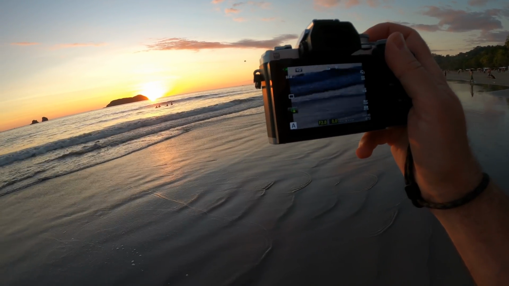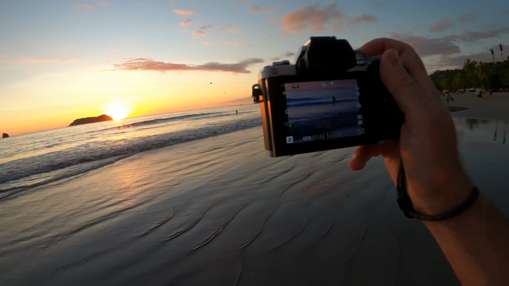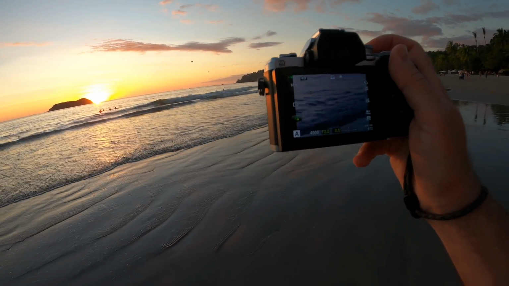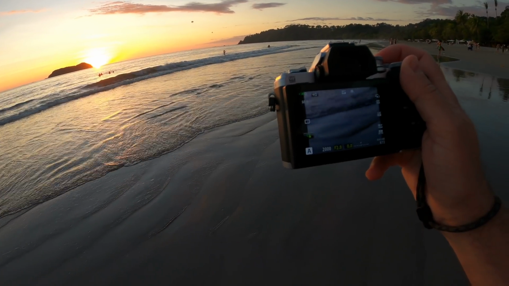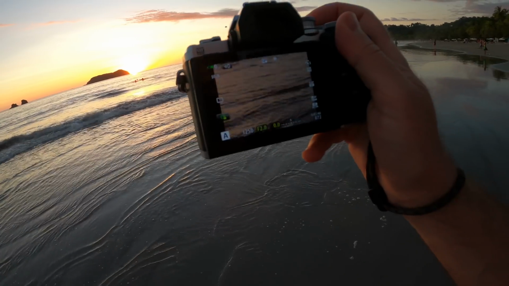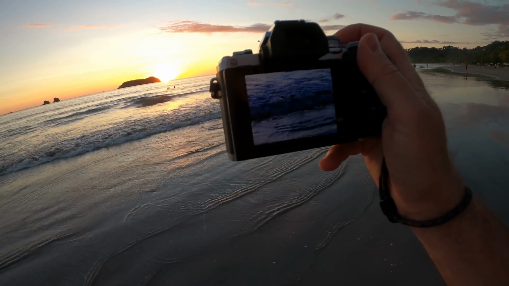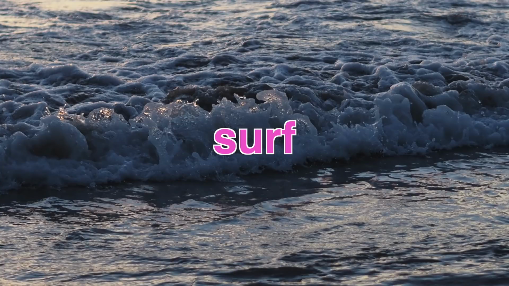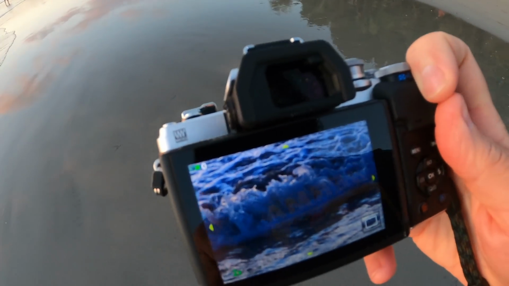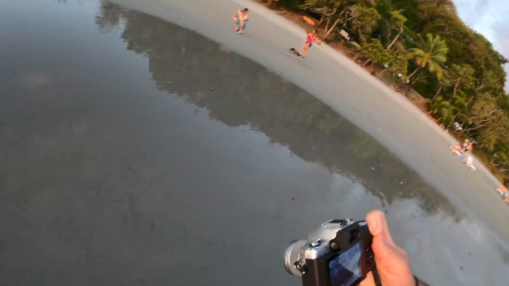Oh, there's a person in the picture. Should we get the person in the picture? Yeah, let's get the person in the picture. Oh, but that's not surf. We need, come on. Can't find a good example of some surf. Okay, maybe that will qualify as some surf. Okay, so yeah, there's some surf.